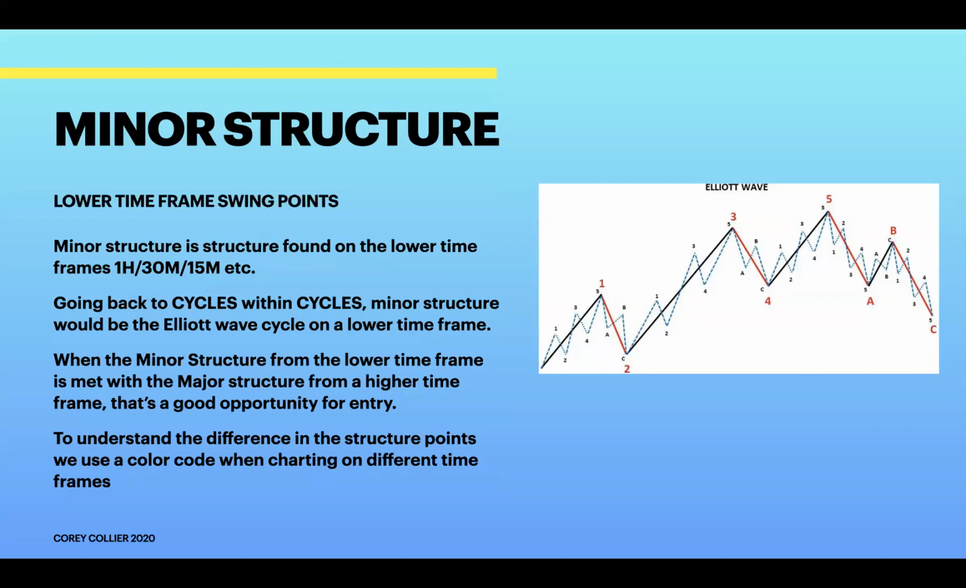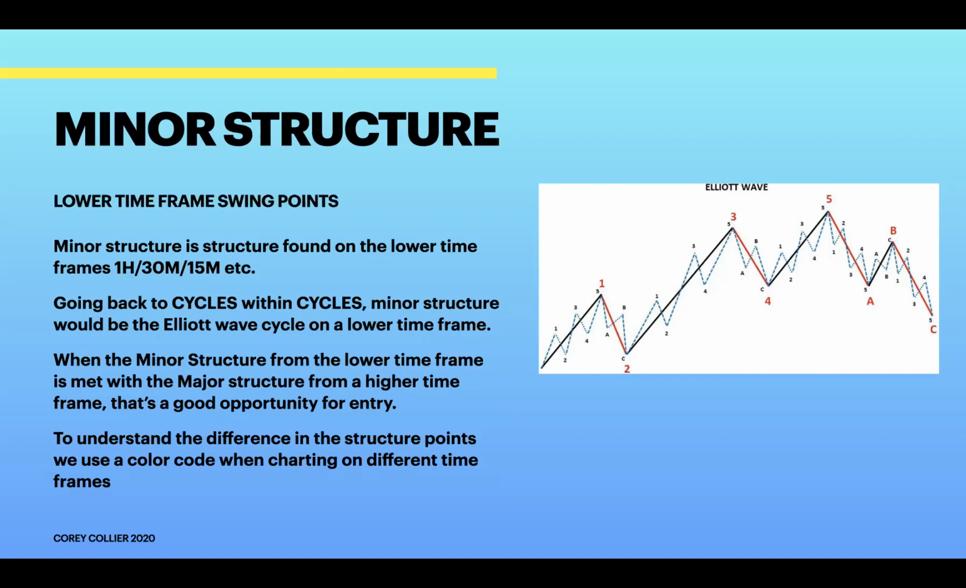Now, going back into cycles within cycles, right? Minor structure would be the Elliott Wave cycle on a lower time frame. Okay, so when the minor structure from the lower time frame is met with the major structure on a higher time frame, that's a great opportunity for entry, guys. And that's just what the image to the right is showing you. To understand the difference between the structure points, we use a color code when charting on different time frames.